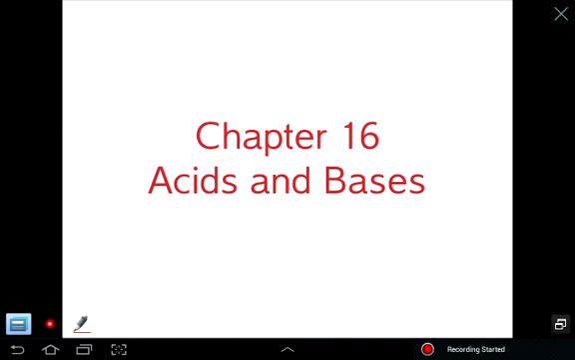Chapter 16, Lecture 1. This chapter will be over acids and bases, and we will especially look at acids and bases through the eyes of equilibrium, because to really understand the nature of these substances in chemistry, you have to understand equilibrium. So this will be the discussion of this in the subsequent chapter.